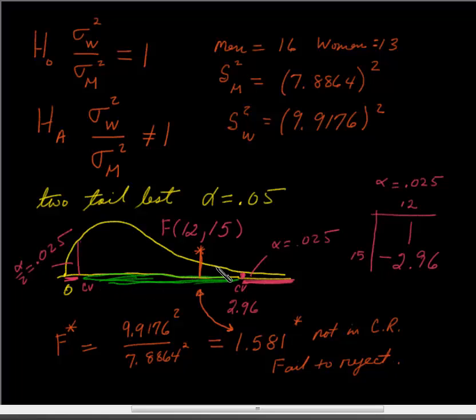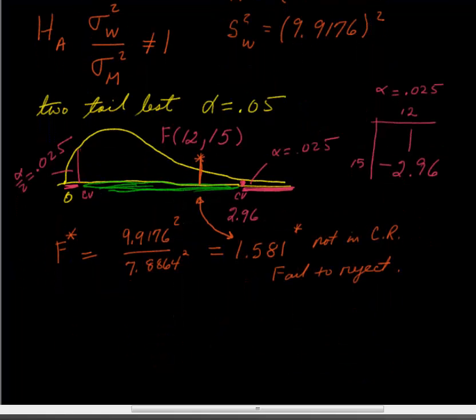Now, the lesson here is that I can always force this test into the upper tail, and so the tables that I have in the back of the book, which give me only upper tail critical values, are perfectly adequate. That's all that we really need. We've done our first F test.